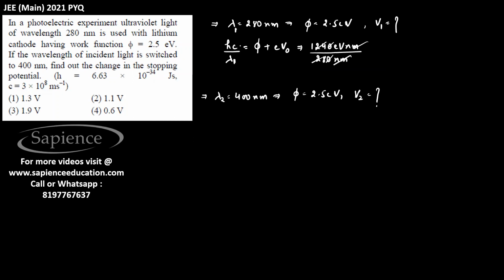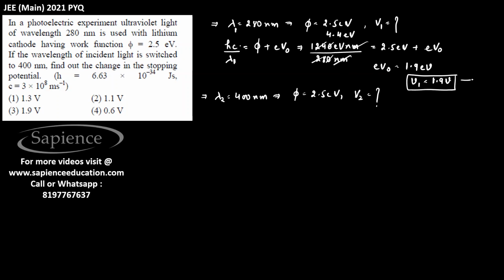That will be roughly 4.4 electron volt, which should equal the work function, 2.5 electron volt, plus eV naught. So eV naught equals 4.4 minus 2.5 electron volt, roughly 1.9 electron volts. So V1, the stopping potential in the first case, is 1.9 electron volt.